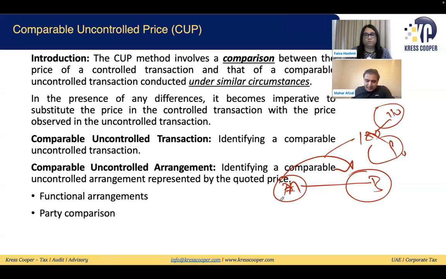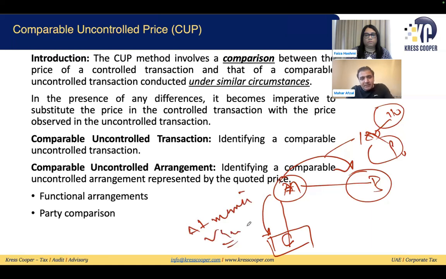At the same time, A is supplying the goods to a third party as well. C is not a related party. So A is supplying goods to B, which is a related party, and at the same time, A is supplying goods to C, which is not a related party. So for sure, A will be charging the price to C at the market value because these are not related parties. B is a related party, so the price might be a compromised price. Whatever price A is charging to C, principally A would have charged the same price to B as well.